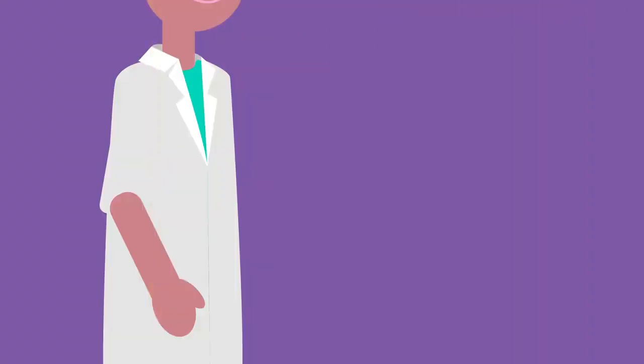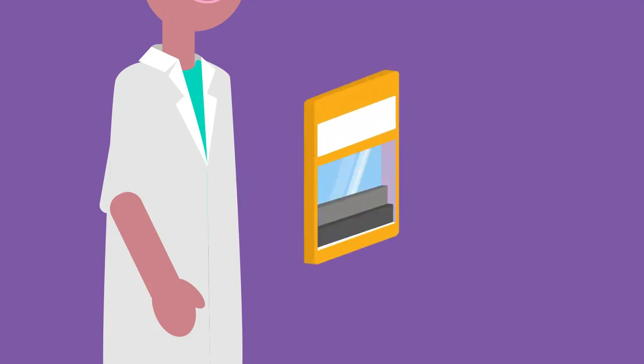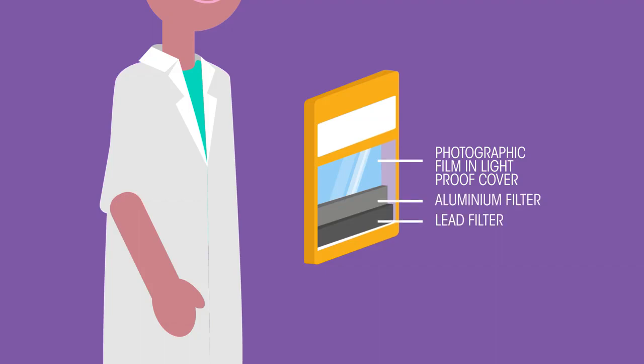Some people who are exposed to radiation as part of their job, such as radiographers, often wear personal dosimeter badges. These can record the amount and type of radiation that the person has been exposed to by examining the effect on photographic film hidden behind various thicknesses of metal.